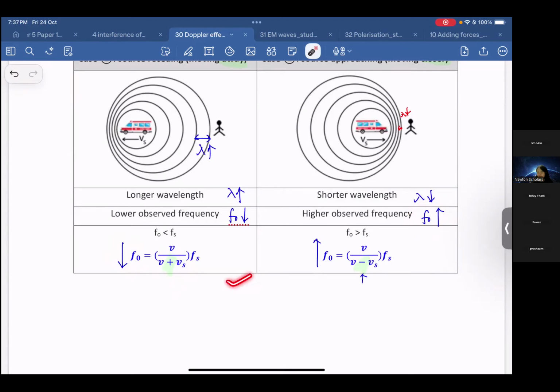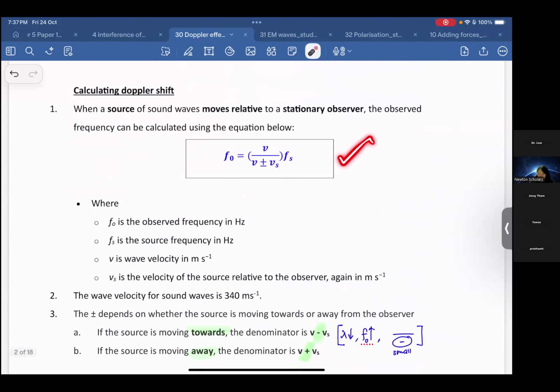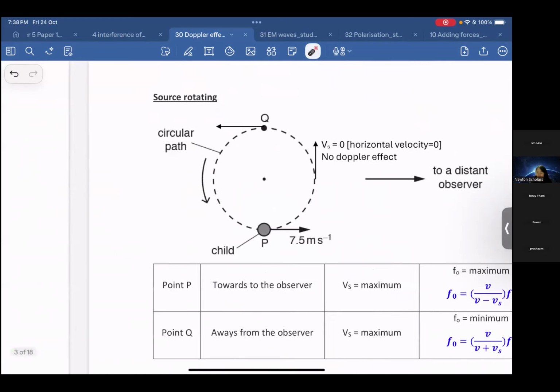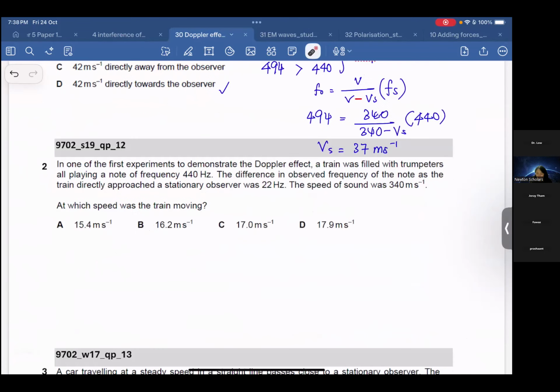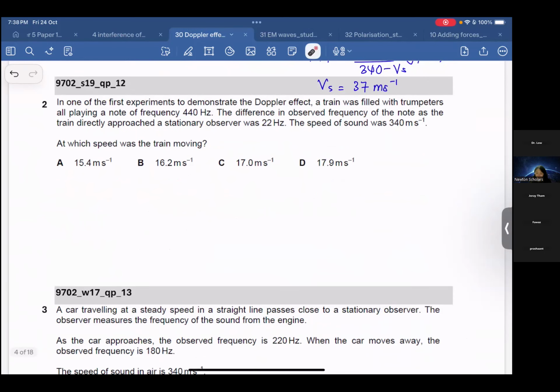Of course, how we get these two formulas, there is actually a series of formula substitutions here and there. At the end, we get this formula. Overall, we just say that this is the formula. Plus or minus depends on whether the source is towards or away. We are going to use this formula to solve our past year question. Last week we stopped at question number 1, so now we continue with question number 2.